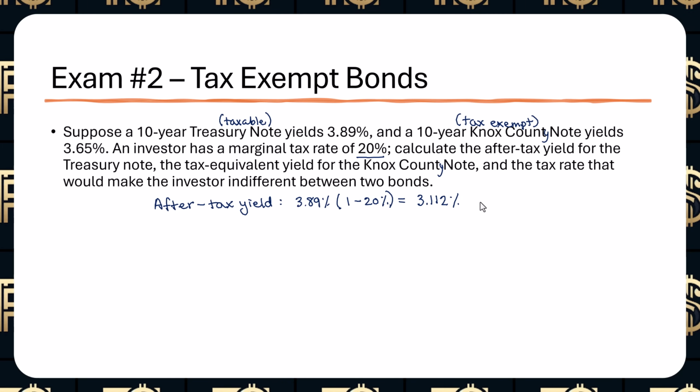Now that we have found the yield on an after-tax basis, we can compare it directly to the Knox County note because it is tax exempt. And the conclusion here is that if an investor had a marginal tax rate of 20% and was considering these two investments, then they would prefer the municipal bond. They would prefer the muni, the Knox County note, the tax exempt bond, assuming similar risk and similar times to maturity. We can also find the tax equivalent yield.